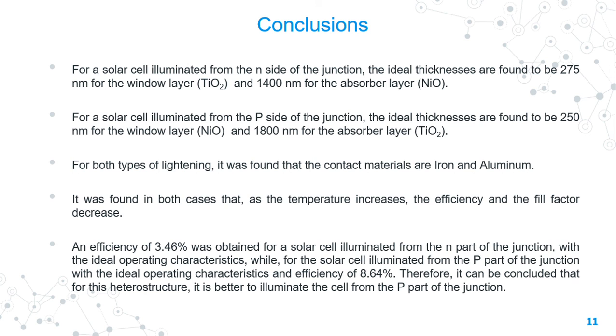An efficiency of 3.46% was obtained for a solar cell illuminated from the N part of the junction with ideal operating characteristics, while for the solar cell illuminated from the P part of the junction with ideal operating characteristics, we have an efficiency of 8.64%. Therefore, it can be concluded that for this heterostructure, it is better to illuminate the cell from the P part of the junction.